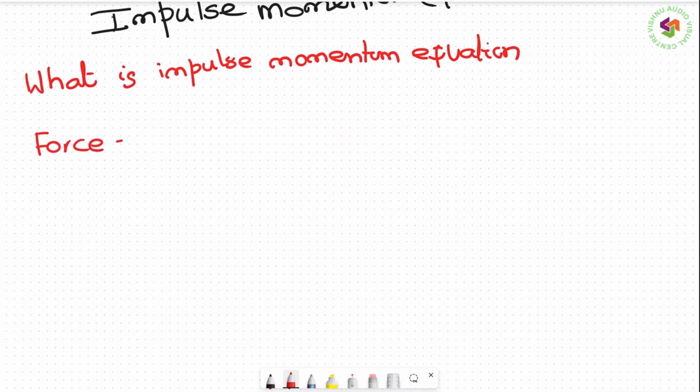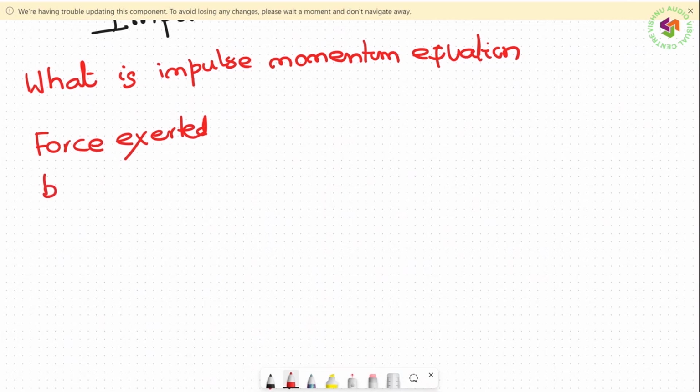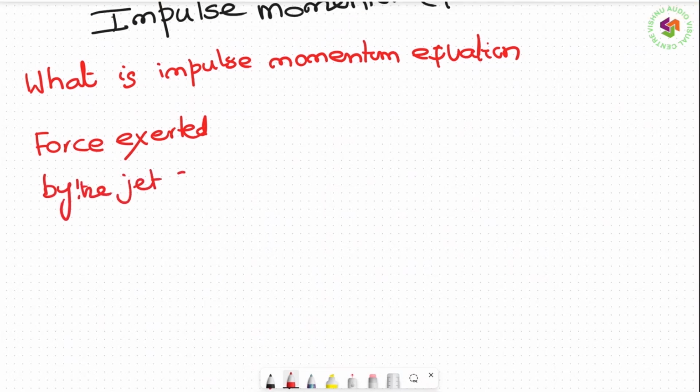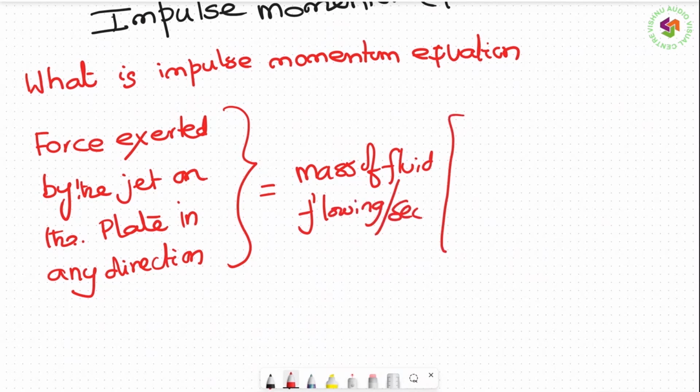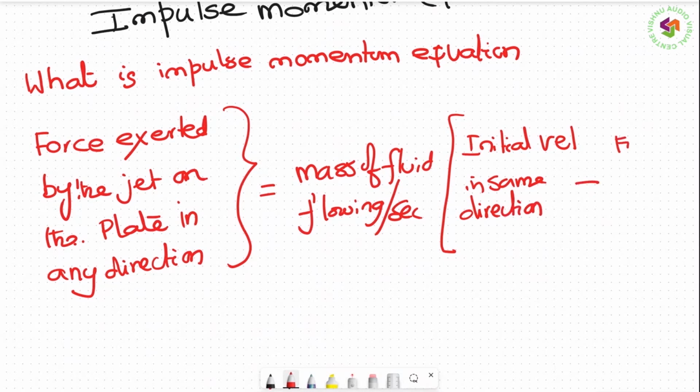Force exerted by the jet on the plate in any direction is equal to mass of fluid flowing per second into initial velocity in the same direction minus final velocity in the same direction.